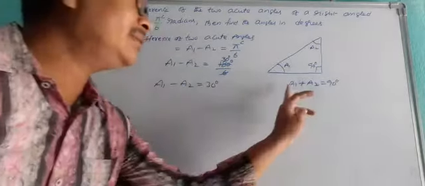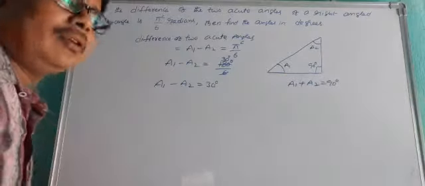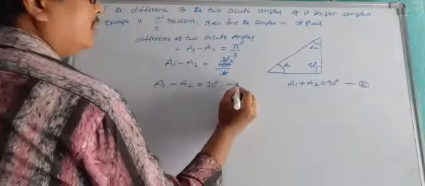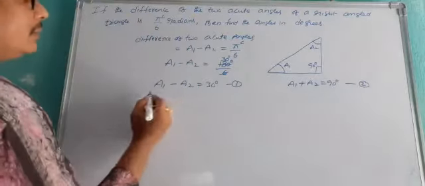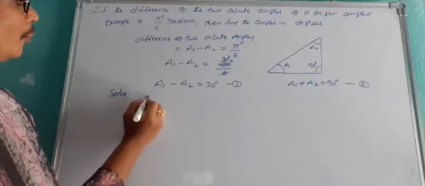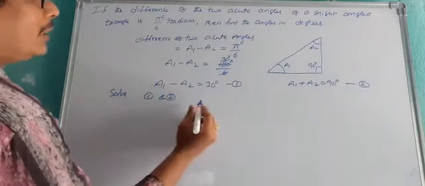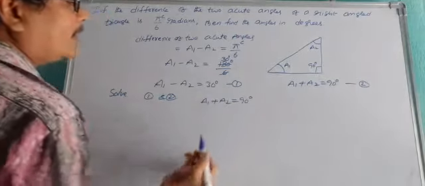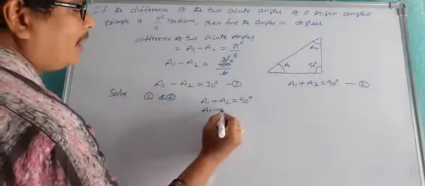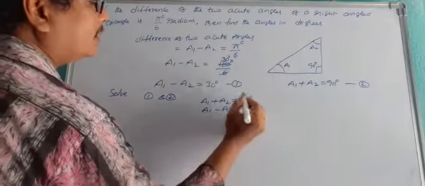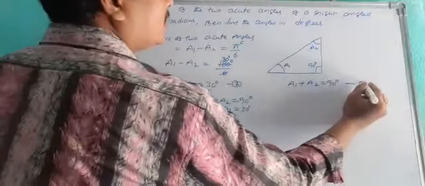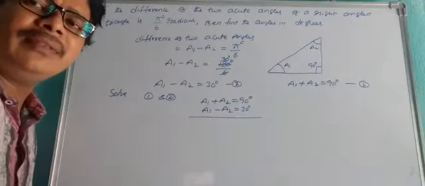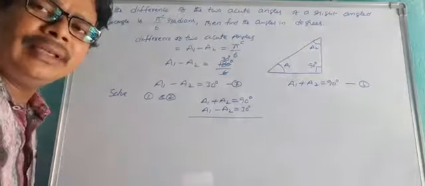Already explained, the sum of the other two angles equals how much? 90 degrees. Let us consider the second one. This is the first one, so solve 1 and 2. A1 plus A2 equals 90, and the second one, A1 minus A2 equals 30 degrees. Solve it: eliminate any one of the angles from these two equations.